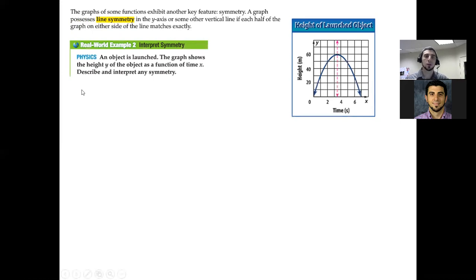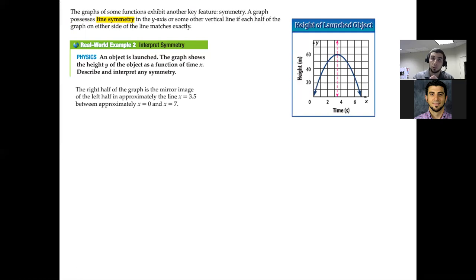All right. So an object is launched. The graph shows the height y of an object as a function of time x. Describe and interpret any symmetry. Now, if you look, the graph goes up and back down, and if you could put that on a piece of paper and fold it over that dotted line, it would land right on itself. That is what we mean by line symmetry.